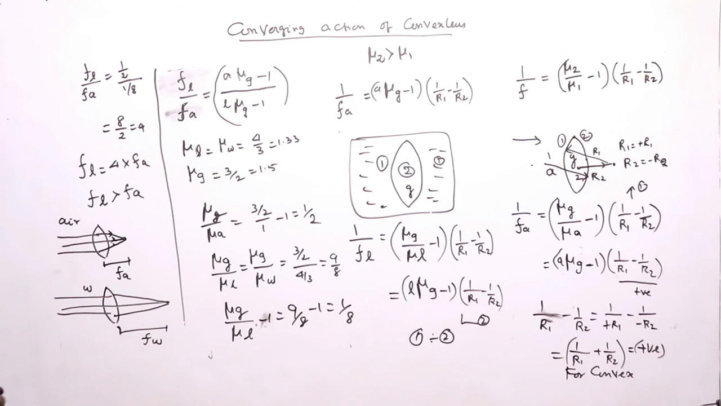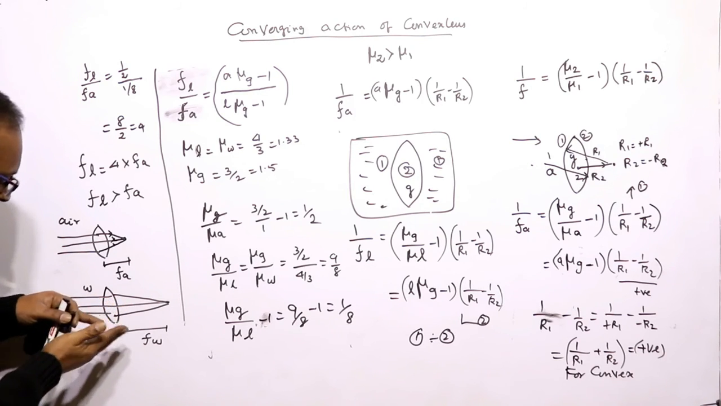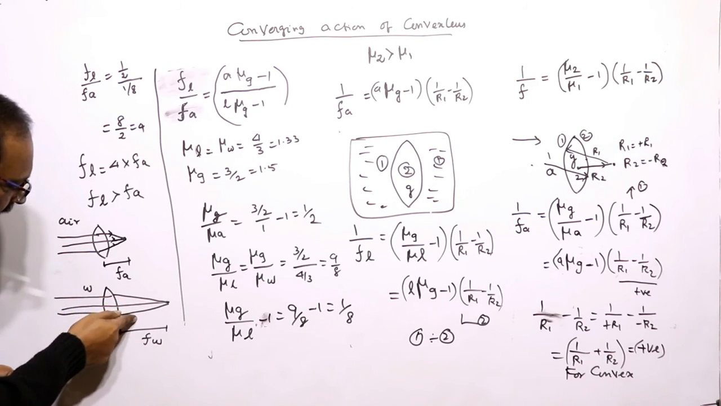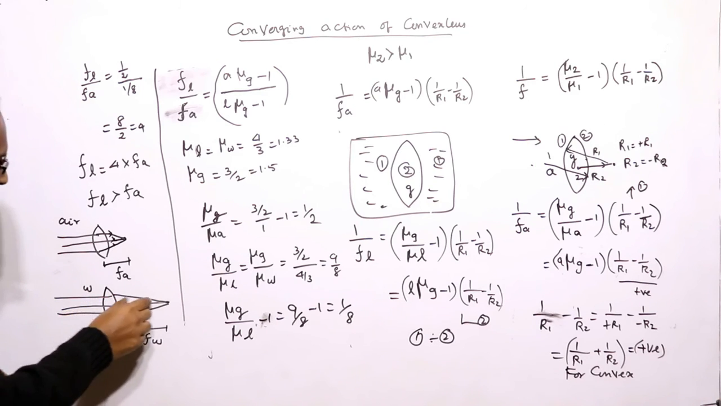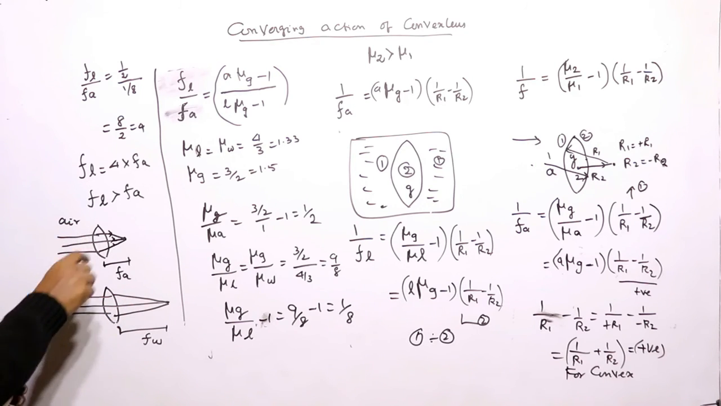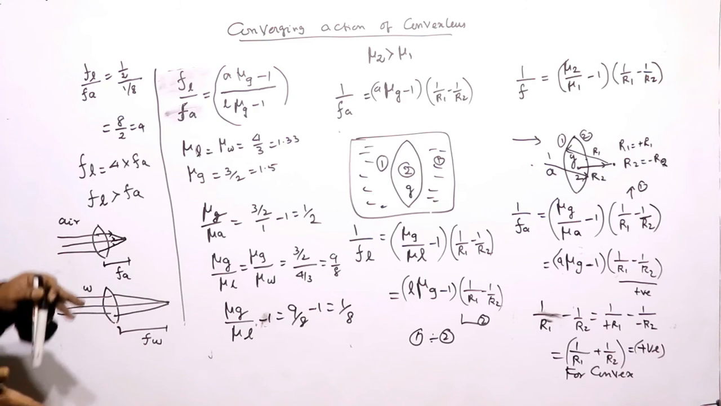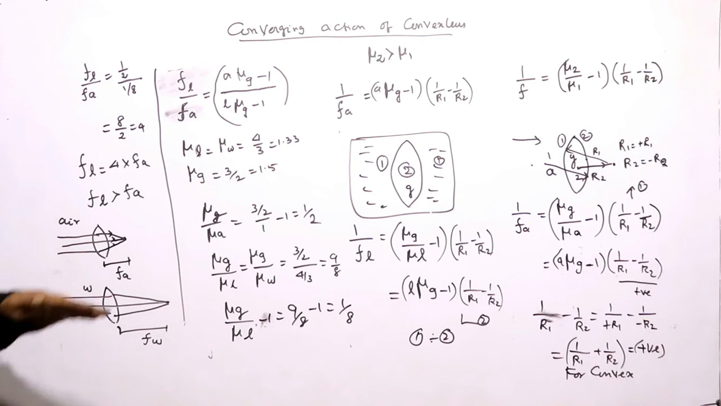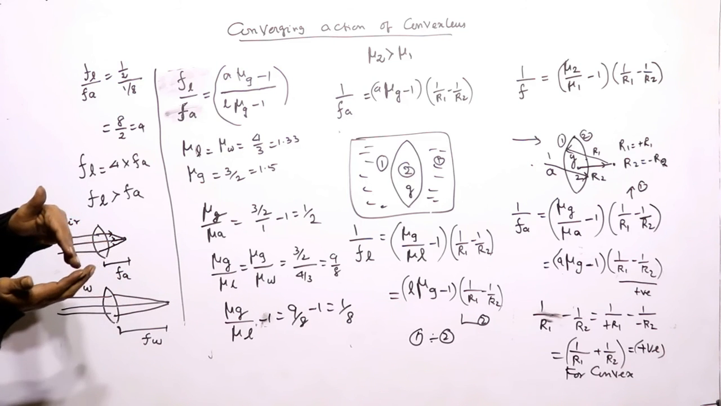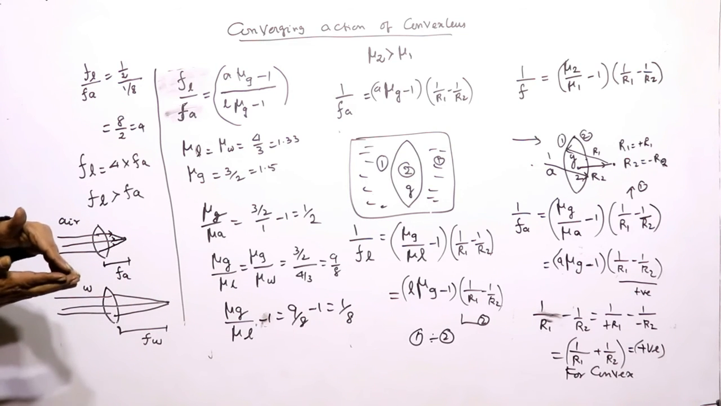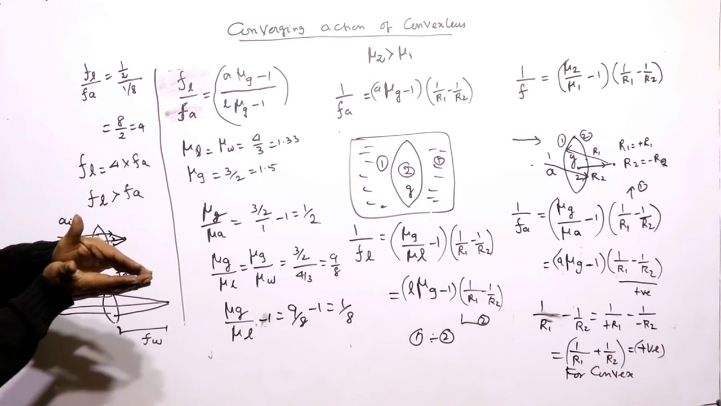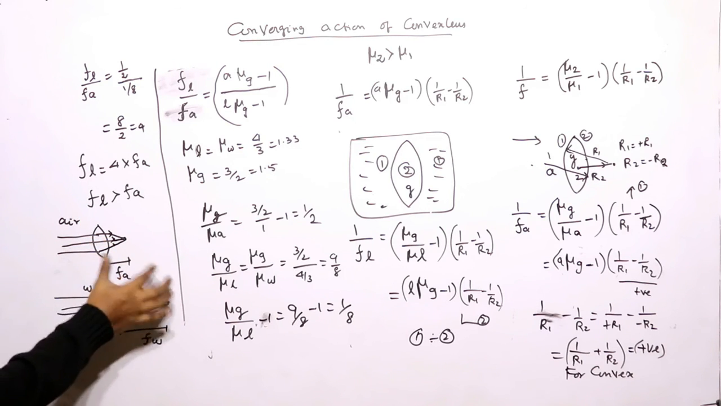It means we can see this has got more diverging. It bends the ray much more than this. When the same lens is kept in water, this is the focal length. In that case, what happened? This has got more converging power. The bending of the light for air will be like this, and for water it will be like this. It means the focal length is greater.